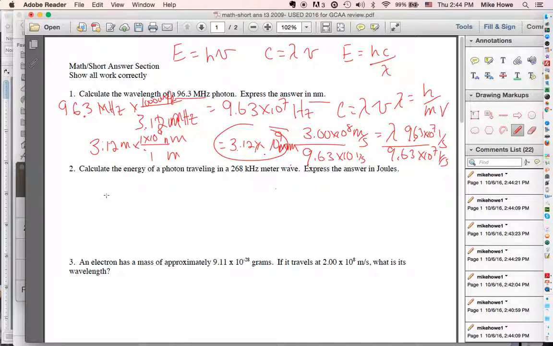Okay. Now the next one, you want to know energy. You know energy is equal to h nu, but we don't have, oh, and there's a mistake here in case you didn't figure it out. The word kilohertz should not be there. It should just say 268 meters.